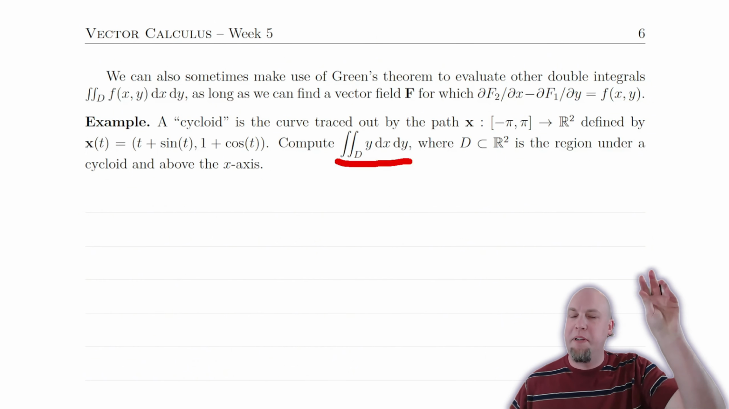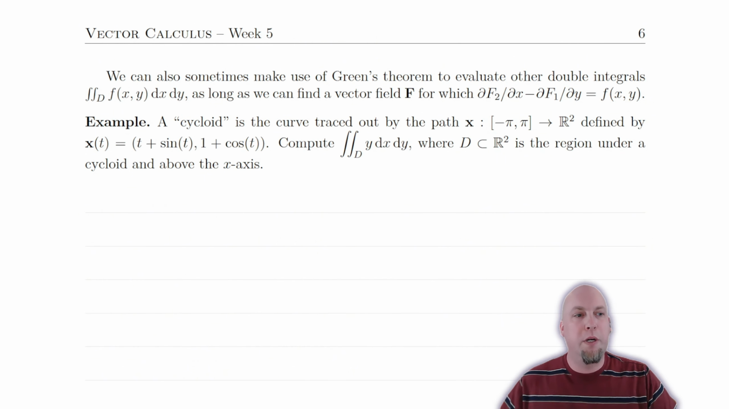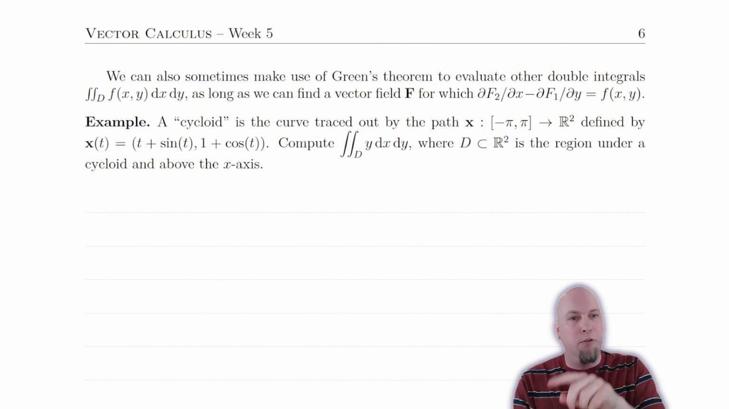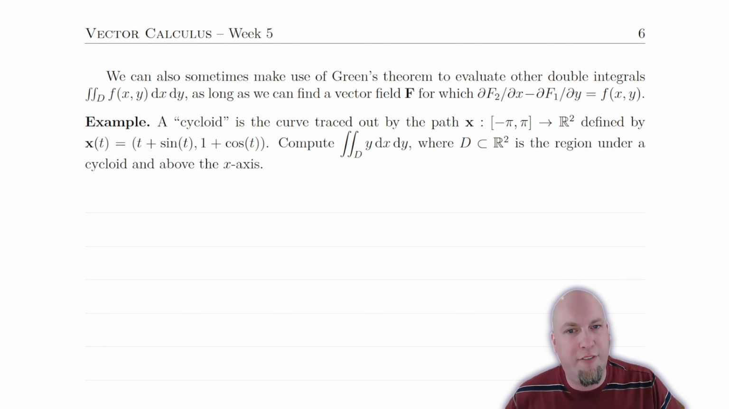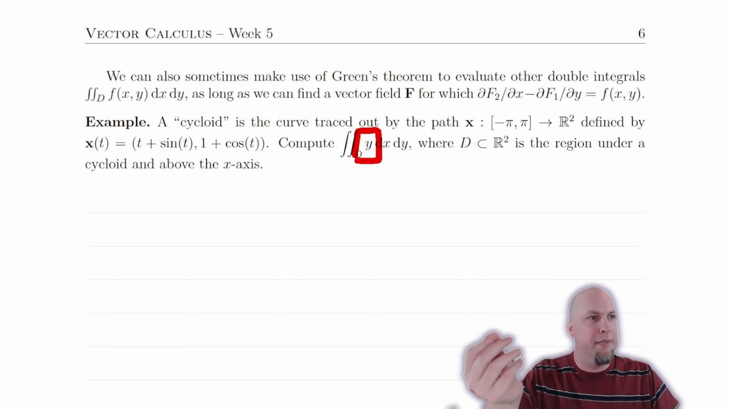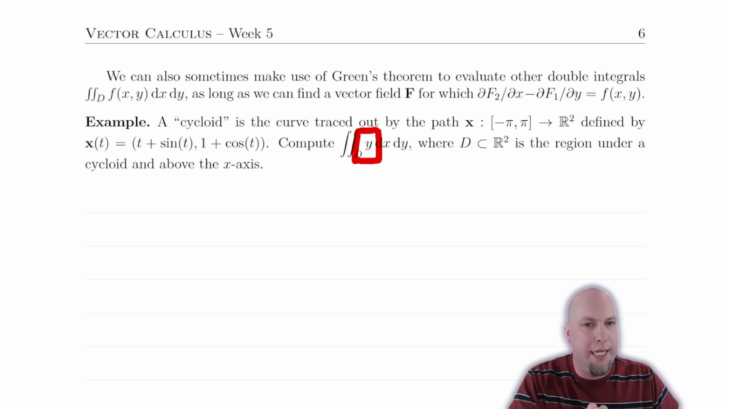The approach is going to be very similar to the previous example. What we're going to do is parameterize the boundary of the region that we're trying to integrate inside of. Then we've got to find a suitable choice of vector field as well. The only trick is you've got to find a vector field with the property that that funny quantity del f2 by del x minus del f1 by del y equals whatever you're computing the double integral of.